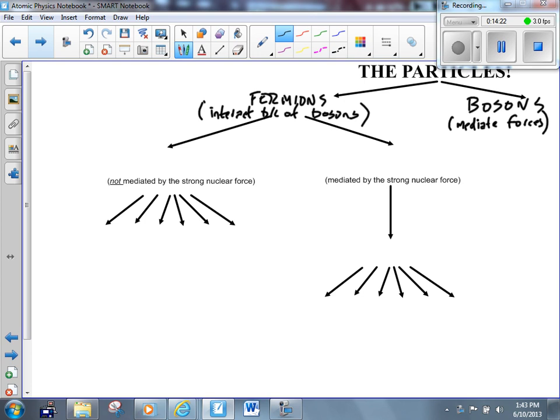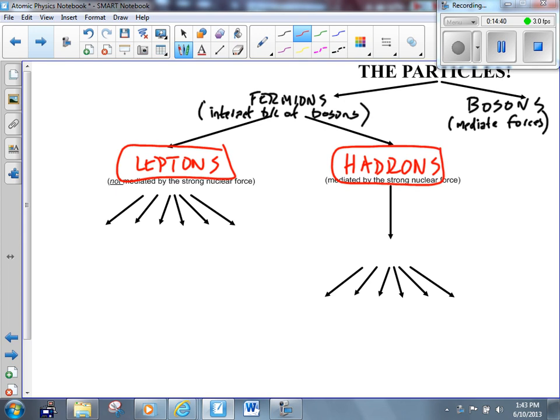Now, there's two types of fermions that we're going to talk about. Those are the ones that we really need to worry about, the fermions. There's the leptons, and there's the hadrons. The leptons are particles that are not affected by or not mediated by the strong nuclear force. In other words, that force that acts in the nucleus has no effect on these leptons. These leptons, as far as we know, are fundamental particles. They can't be broken down any further.